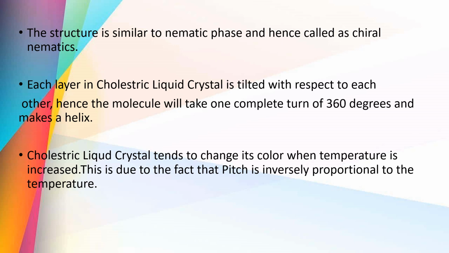The structure is similar to the nematic phase and hence it is called chiral nematics. Each layer in cholesteric liquid crystal is tilted with respect to the other, and hence the molecules take one complete turn of 360 degrees to make a helix. It is something similar to RNA and DNA structure. And cholesteric liquid crystal tends to change its color when the temperature is increased. This is due to the fact that pitch is inversely proportional to the temperature.